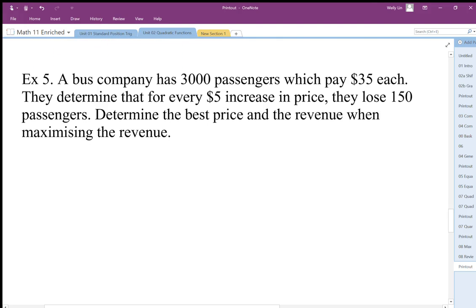So here we have max-min problems, and these revenue problems tend to be quadratic. In this case, when we come up with solving this equation, we have to determine what quantity we're maximizing or minimizing. Here we're maximizing revenue, so we need to come up with an equation for revenue.